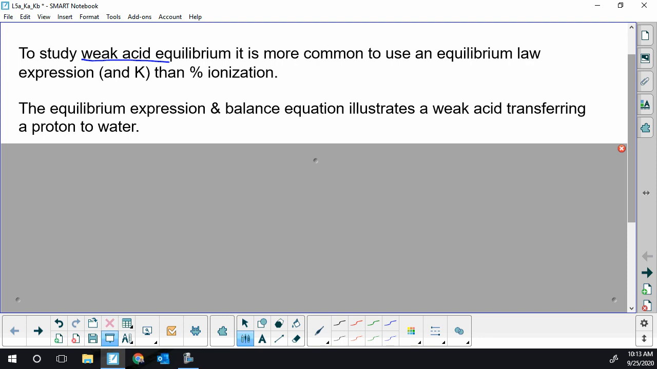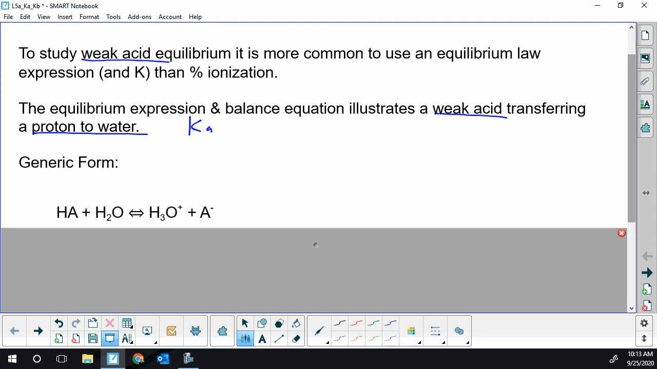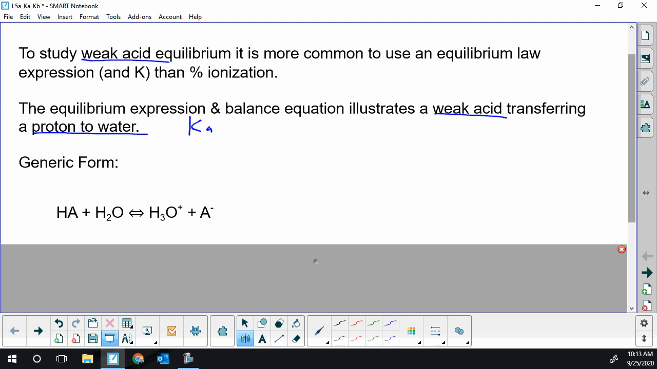The equilibrium expression and how we write the balanced chemical equation must be a weak acid transferring a proton to water in order to use that value. So it cannot be a weak acid to ammonia. That's a different weak base. Okay, it's got to be to water. That's the only format. So generically, we're always going to see this layout.